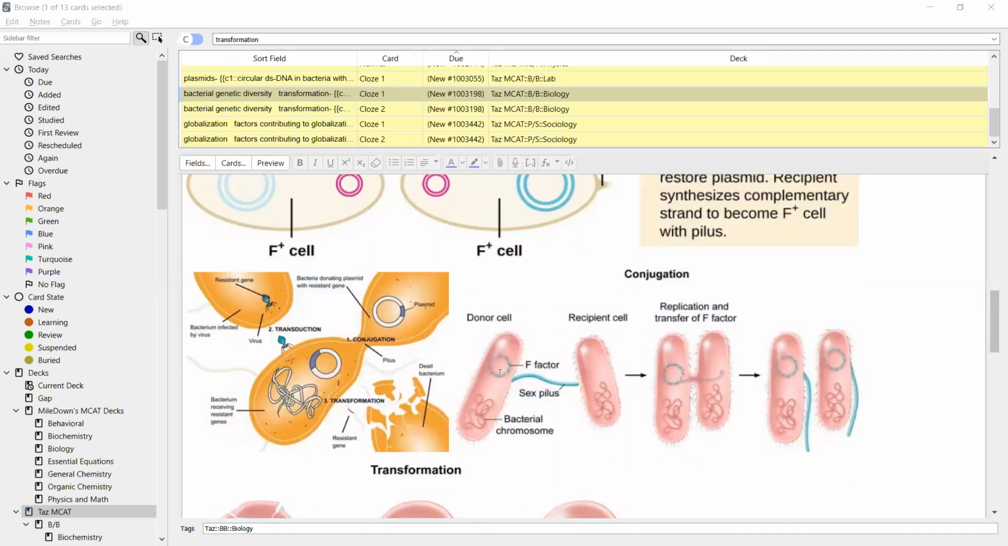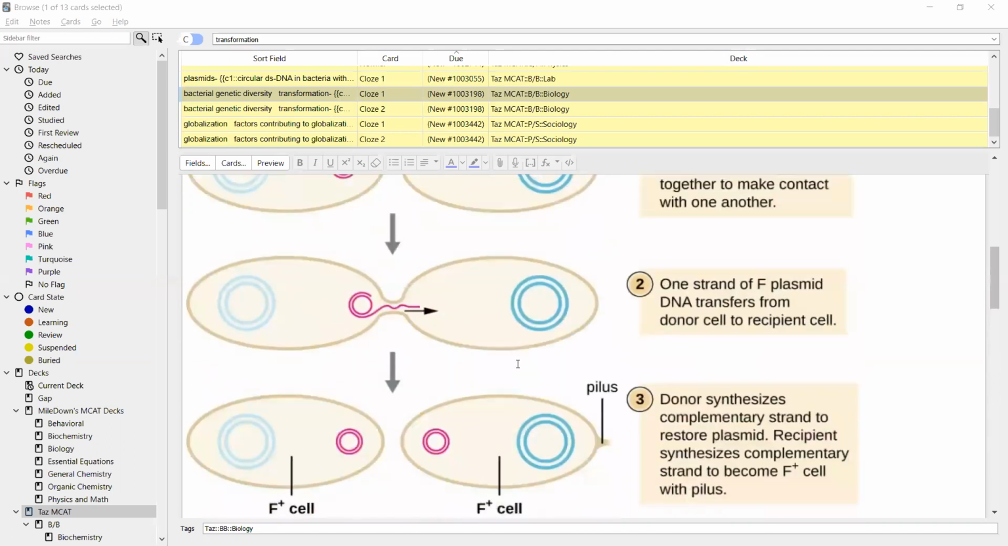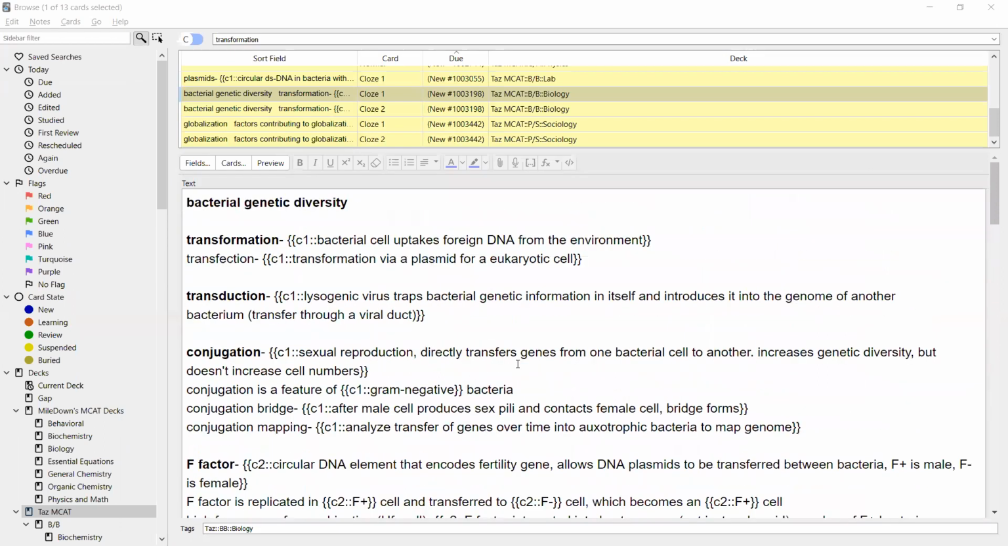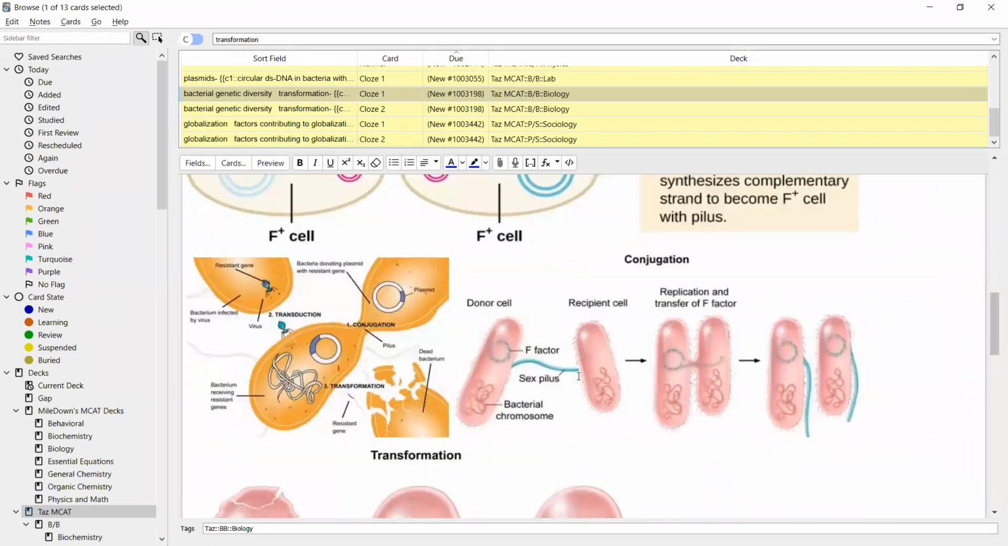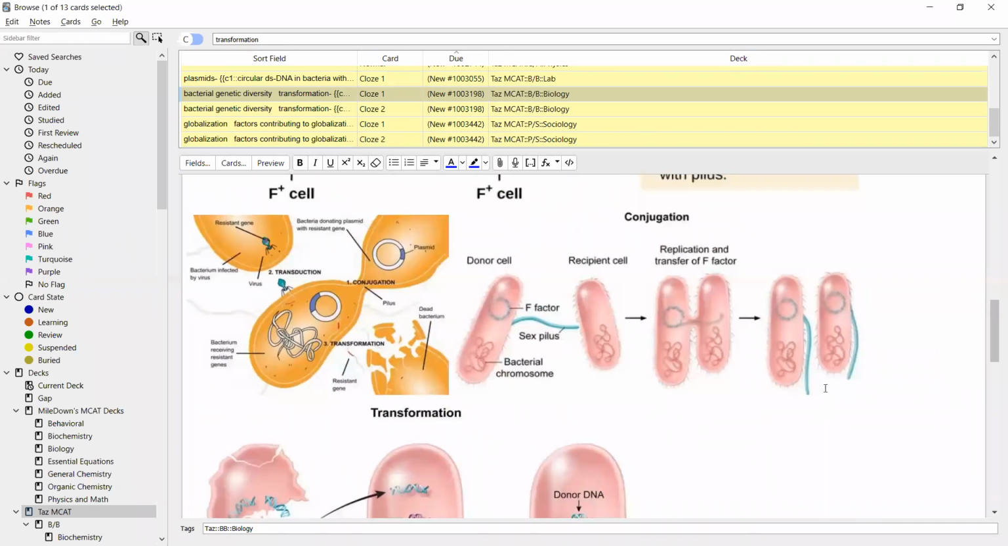Conjugation is interesting because it's kind of how we would see reproduction, it's sexual reproduction for bacteria, basically. So it's the direct transfer of genes from one cell to another cell, and it will increase diversity, but it doesn't actually reproduce anything. So this guy comes in and he has an F factor. F factor means that it is able to reproduce and pass on its chromosomes.